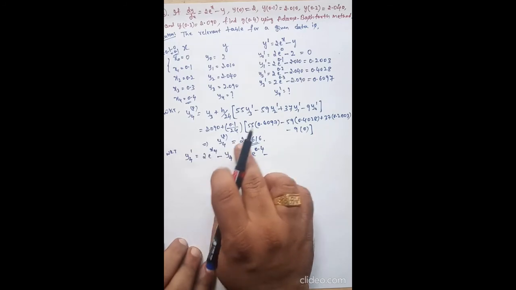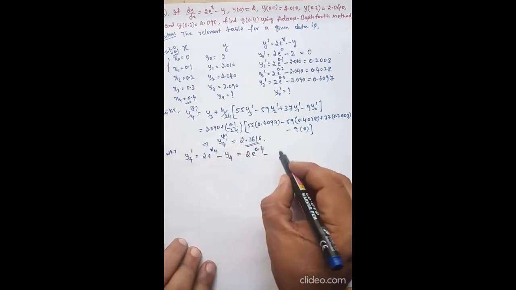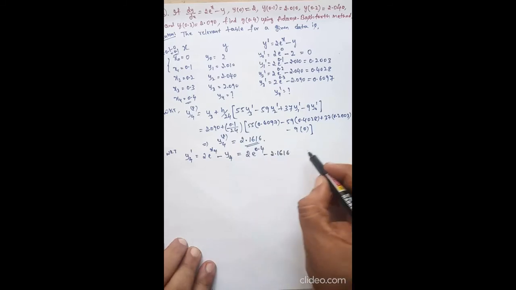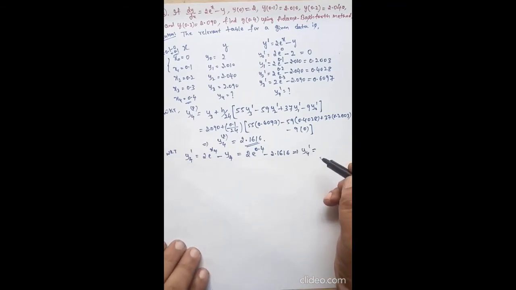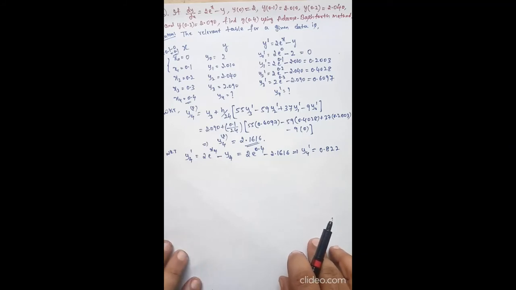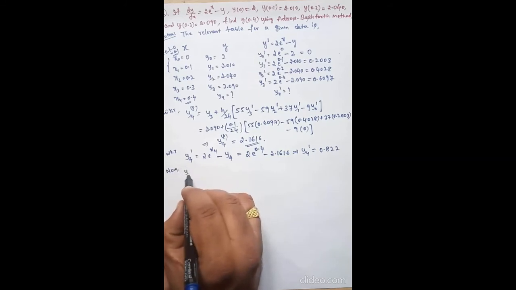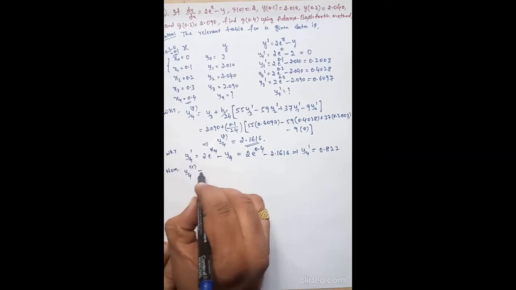So, in place of y4, I'll write the predicted value, that is 2.1616. So, simplify this, we get what is y4 dash. So, this comes around 0.822. So, this is the value of y4 dash. Now we'll apply corrector formula to find the corrected value, y4 power c.